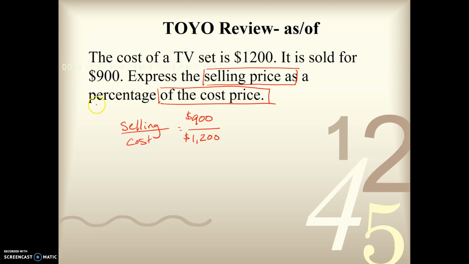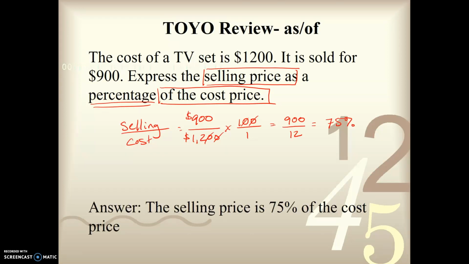And if we want to express this as a percentage, we need to convert this to a percentage. So let's use actually method 2 this time. And we're going to multiply it by 100 over 1. So we're going to go ahead and cross cancel there. And then we're going to get 900 over 12, which is going to equal 75%. So hopefully you thought of a statement to write or did write a statement. And it should have looked something like this. The selling price is 75% of the cost price.